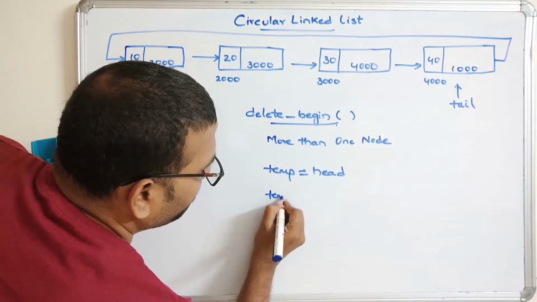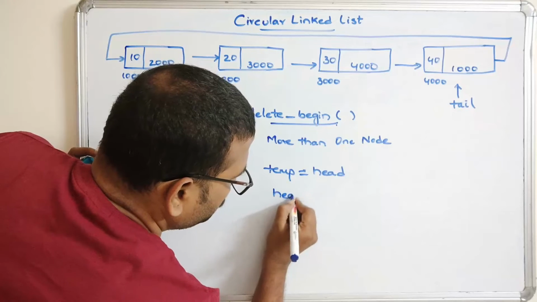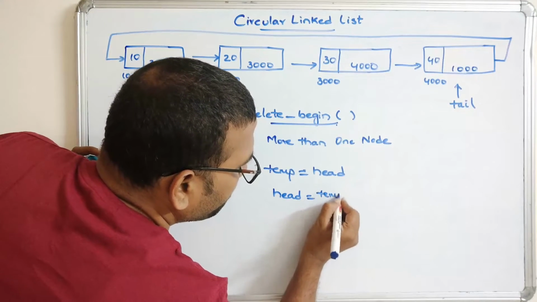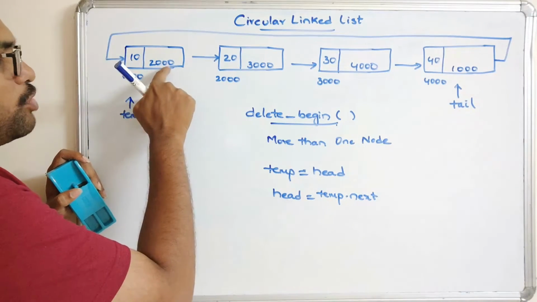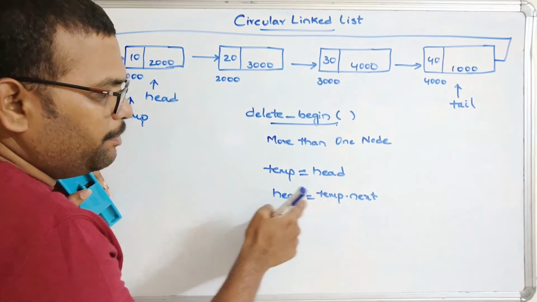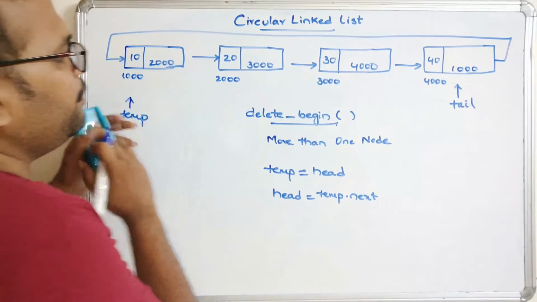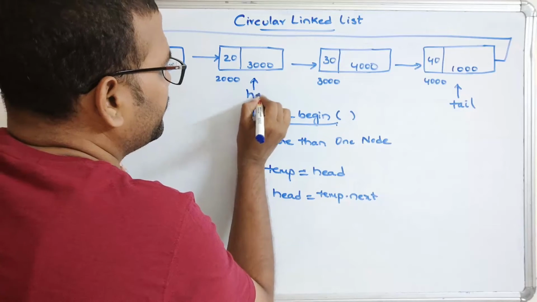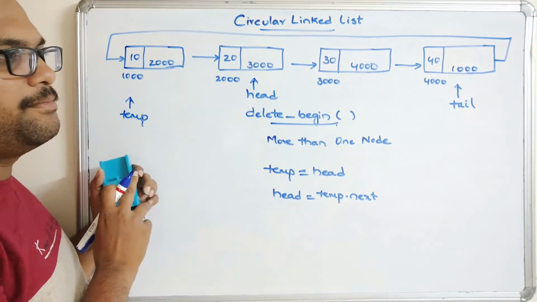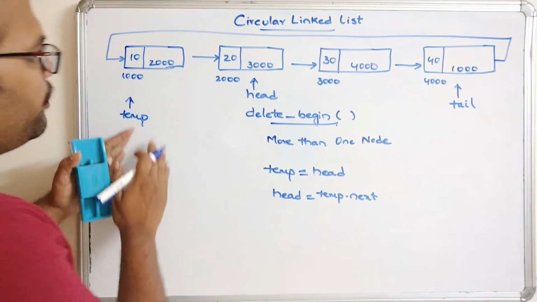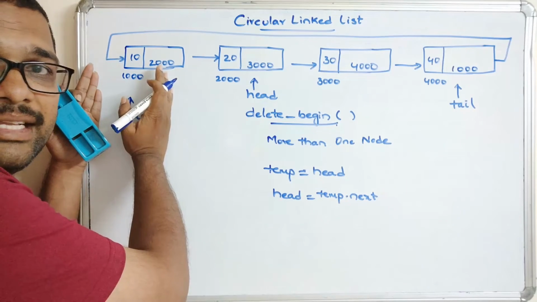So head is equal to temp.next. So temp.next means 2000. So 2000 will be assigned to head. So obviously after executing this one, this head will be pointing here. Head will be pointing here, right? So now what we have to do, we need to discard this one. Okay, we need to discard this one.